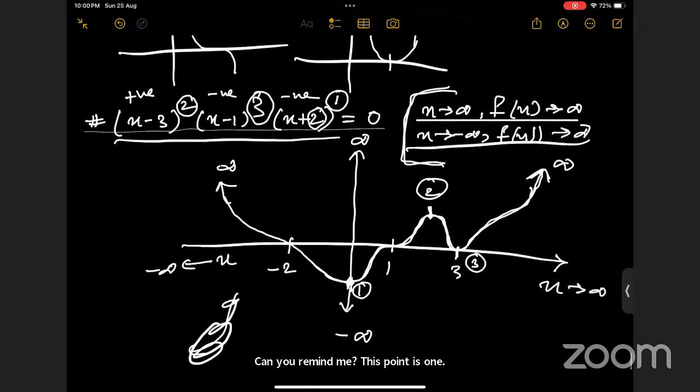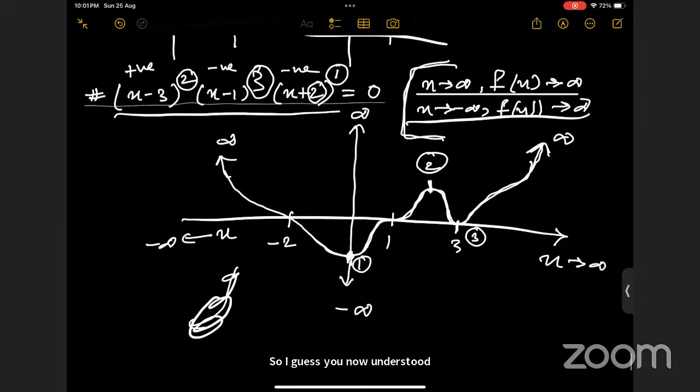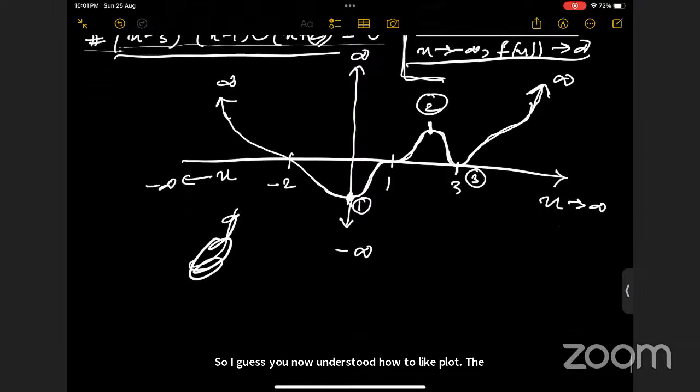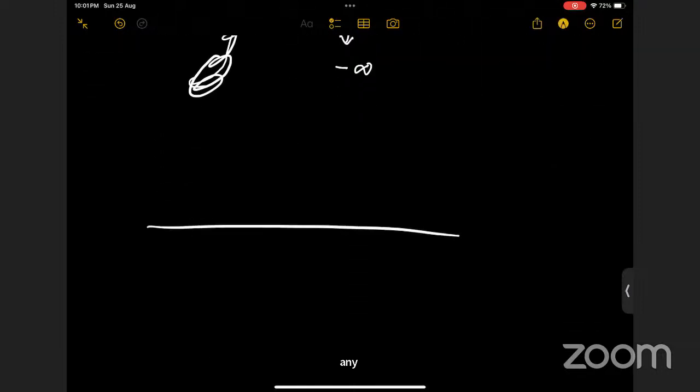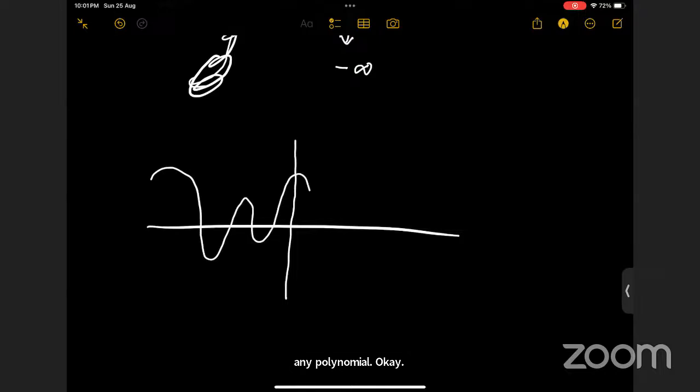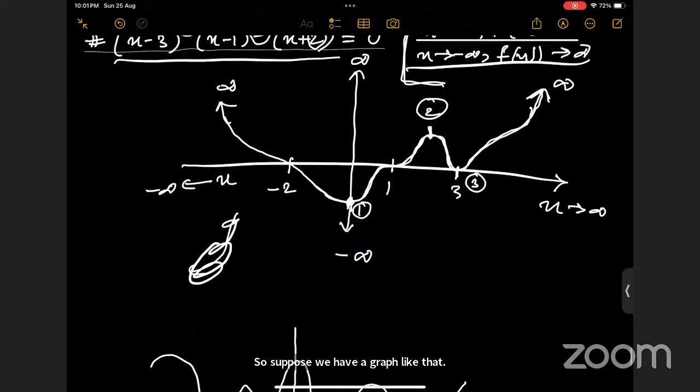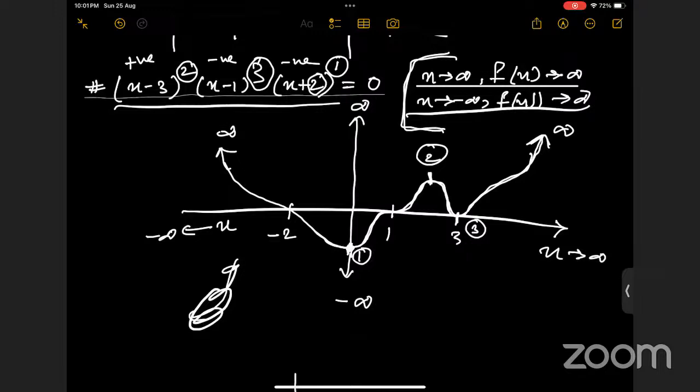So I guess you now understand how to plot the graph if you are given any polynomial. Okay? Ma'am, can we only find the turning points if we have a graph, right? Otherwise, we can talk about the maximum number of turning points. If we have any polynomial, we can check the maximum degree, and the maximum number of turning points will be the maximum degree minus 1. Okay. Yes.